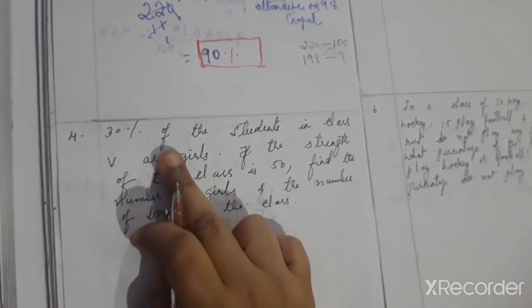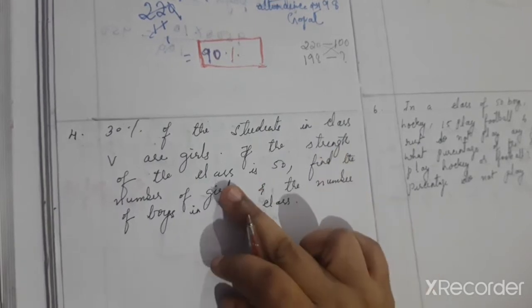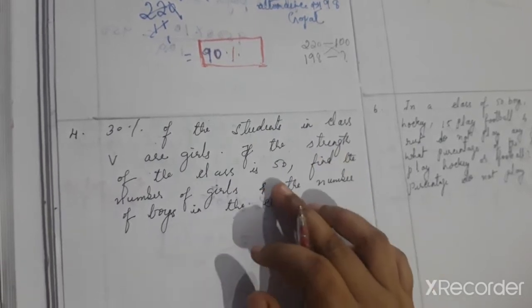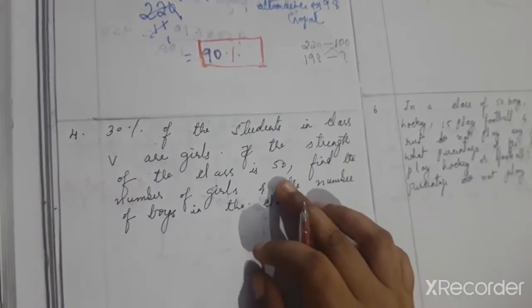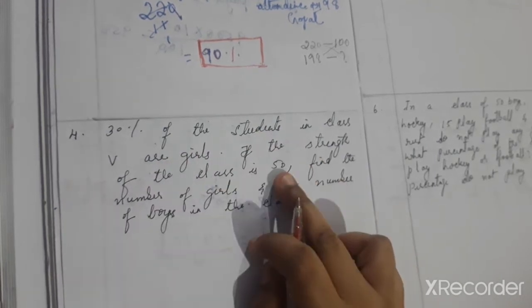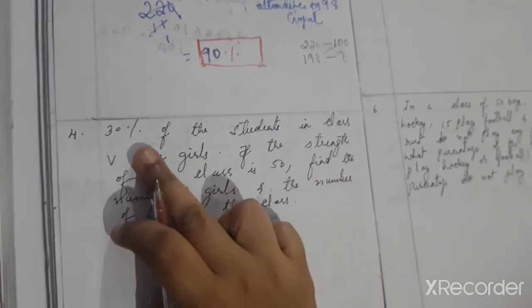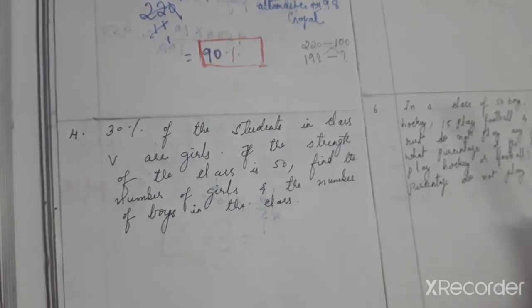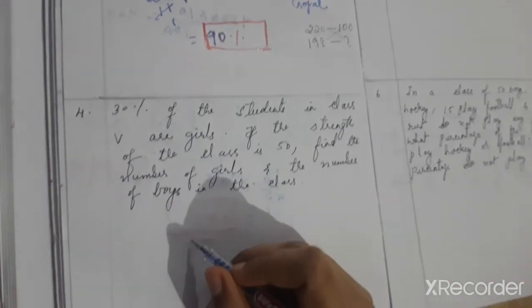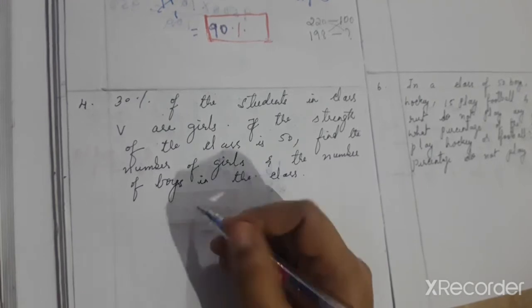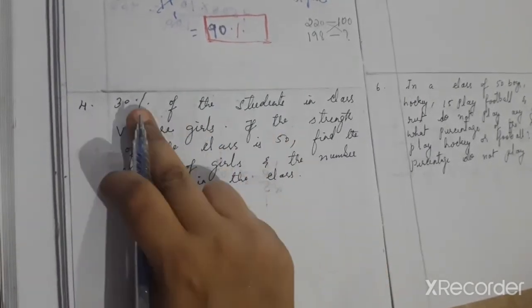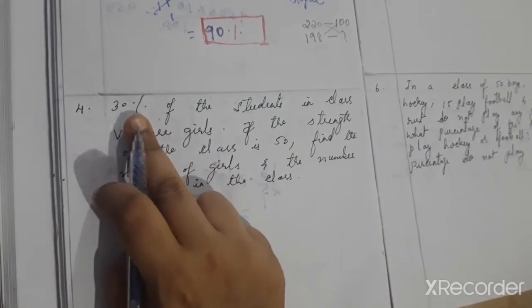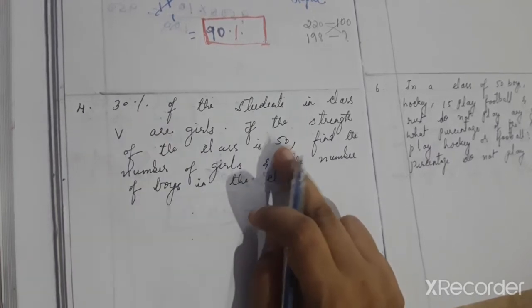Now the fourth question. 30% of the students in class 5th are girls. If the strength of the class is 50, find the number of girls and the number of boys in the class. Here we can directly write 30% of 50. If any percentage is given, we have to calculate it on the total amount.